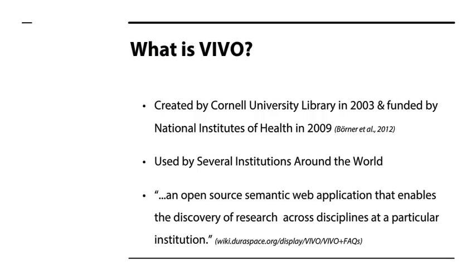According to the DuraSpace Wiki, Vivo is described as an open-source semantic web application that enables the discovery of research across disciplines at a particular institution. I will get back to the details of semantic web in a moment and discuss the benefits of having something like this here at Campbell.